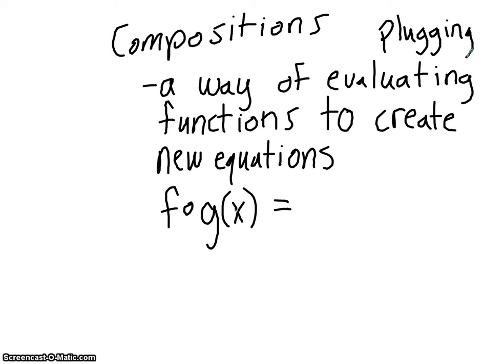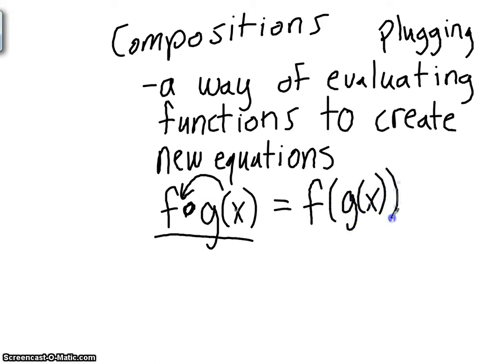Now the typical way that this is written is with f, we've got a little circle in between, and then we've got g of x. Now what that's going to mean is whatever g of x is gets plugged into the f equation. So it would look something like this, where this is an actual equation. It will replace whatever x is throughout the entire equation. So let's take a look at how this is going to play out.